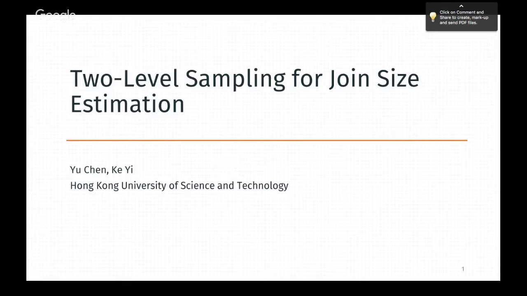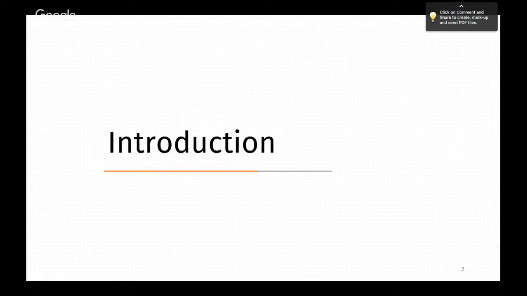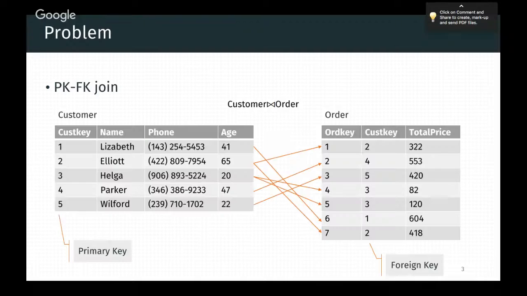Thanks for the introduction. So the problem we work on is to estimate join size. I will first introduce the problem. In this talk, I will mainly focus on two-table join. The most common two-table join includes a primary key, foreign key join. So you are given two tables. In this example, you are given a customer table and an order table.